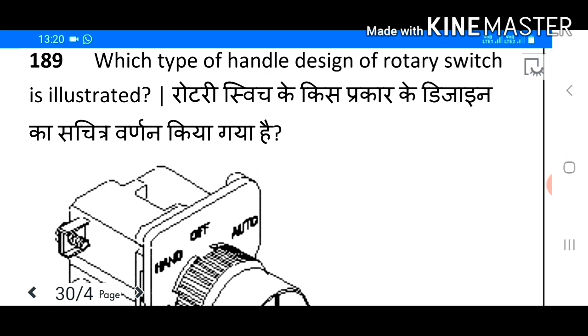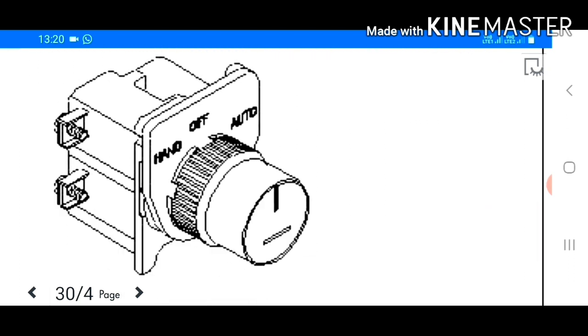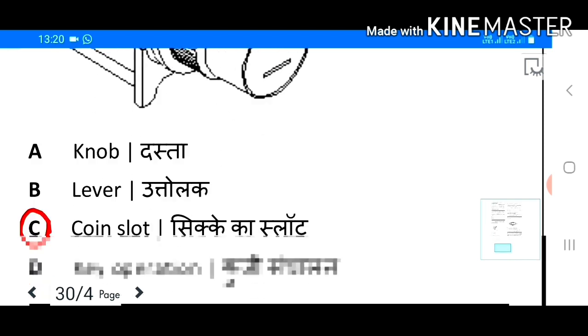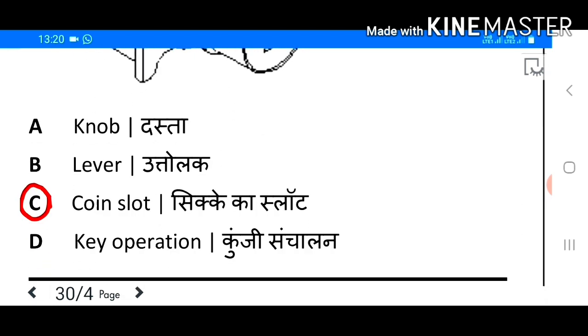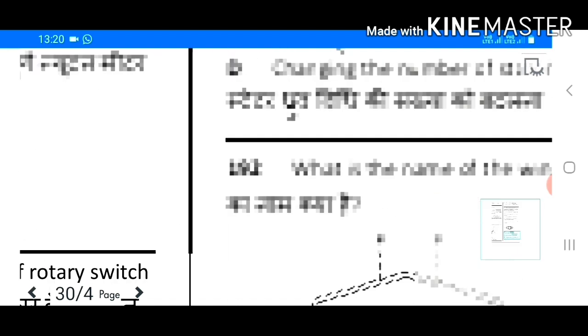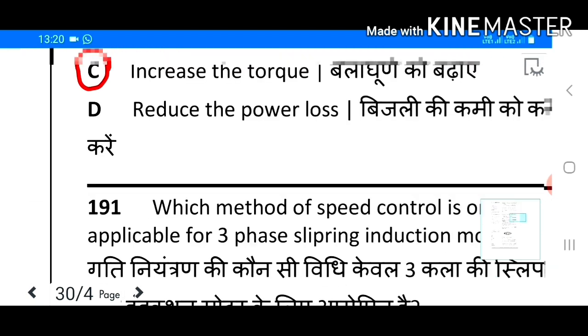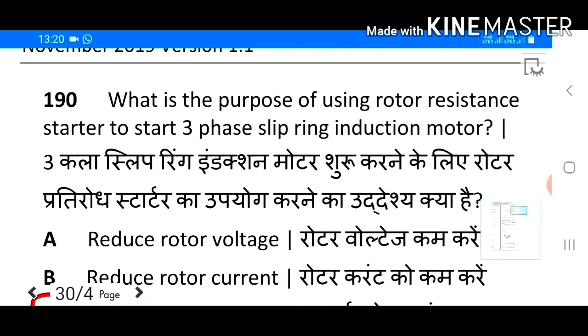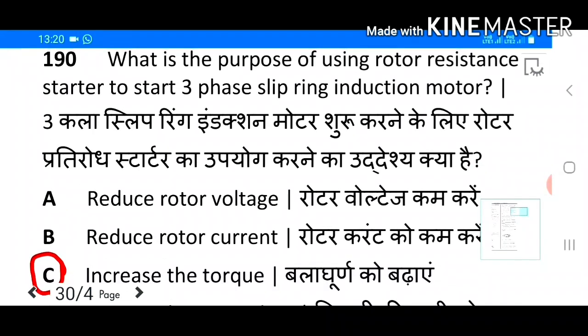189. Which type of handle design of rotary switch is illustrated? Answer C. Coin slot. 190. What is the purpose of using rotor resistance starter? To start 3-phase slip ring induction motor. Answer C. Increase the torque.